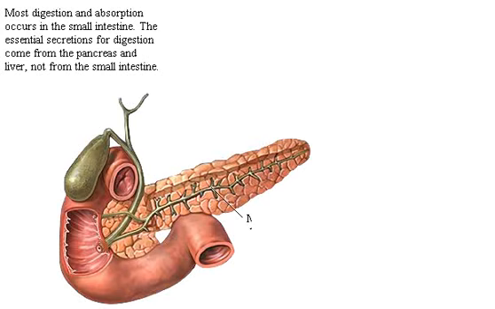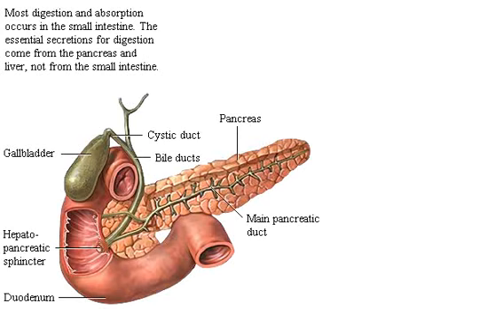Most digestion and absorption occurs in the small intestine. The essential secretions for digestion come from the pancreas and liver, not from the small intestine. We will study secretions of these accessory glands first, beginning with the pancreas.